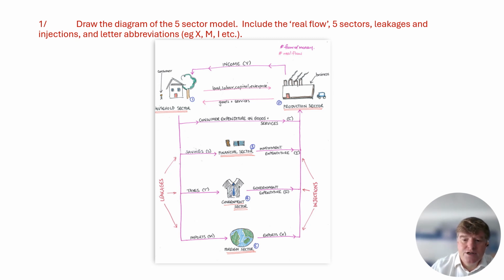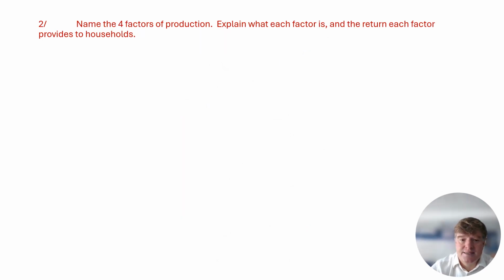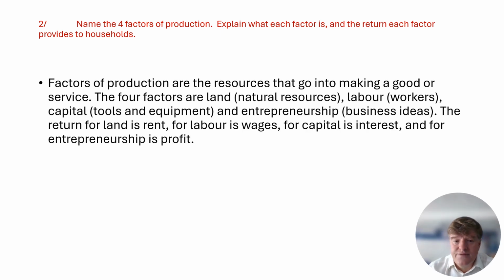Remember, if you haven't done them, stop, answer them yourselves, then have a listen to the answer. So the 4 factors of production, what each factor is, and the returns that are provided. So the factors of production are the resources that go into making a good or service: land, which is the natural resources, not just the pure land, but it also might be the potatoes, for example, in the chips, the French fries at McDonald's; the labour, the workers; capital, the tools and equipment; and entrepreneurship, the business ideas. The return for land is rent, for labour is wages, for capital is interest, and for entrepreneurship, the people who think and run the business, it's profit.